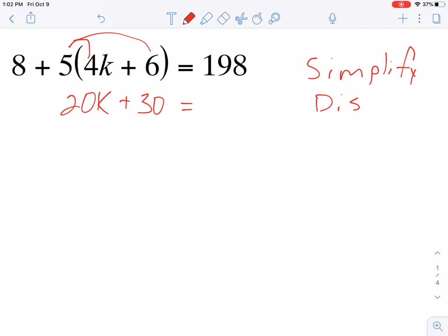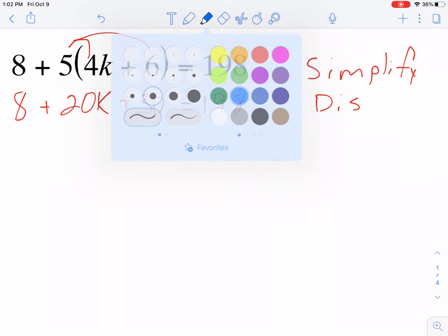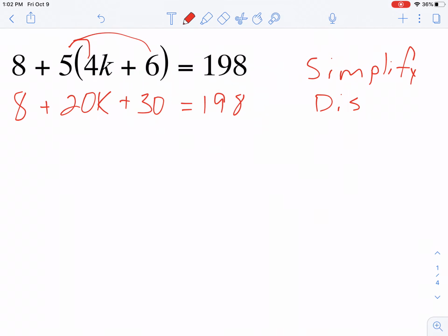The equal sign, 198, drops down, and so does the 8 and the plus sign. The next thing that we're going to do on this problem is we're going to look for like terms. And so we're going to combine the like terms. This is, again, a simplifying act. You only do it on one side of the problem.